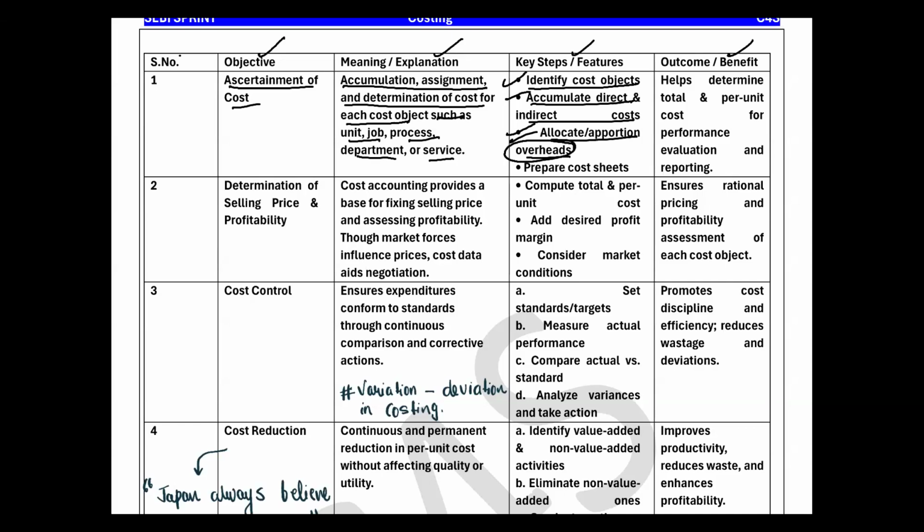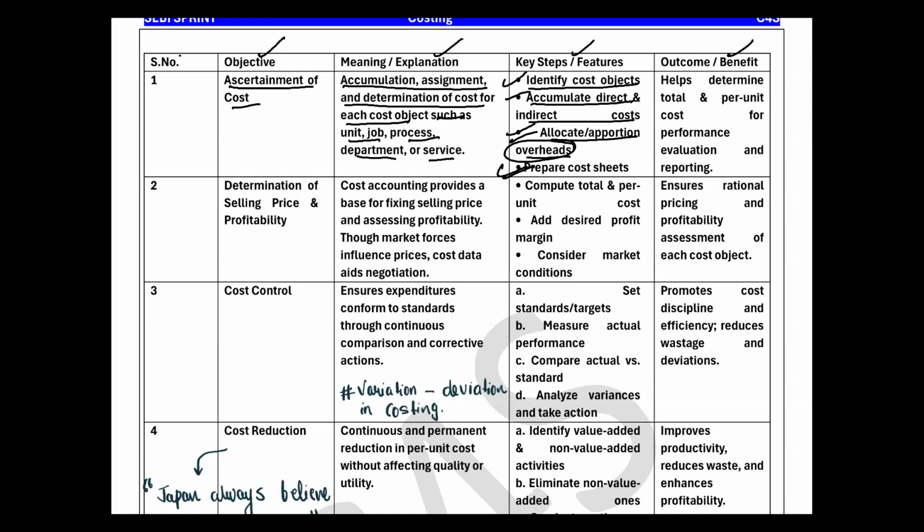Please read this from Google: what is the meaning of overheads? Because I will talk about some reasoning you have to do also. I can teach, but I want you to understand what overhead is. Now prepare cost sheets. After preparing everything, with costing techniques you will prepare cost sheets. In land we have invested this, in labor we have invested it, you will divide it, so you will prepare a cost sheet.